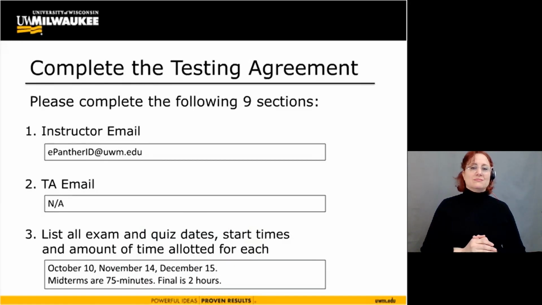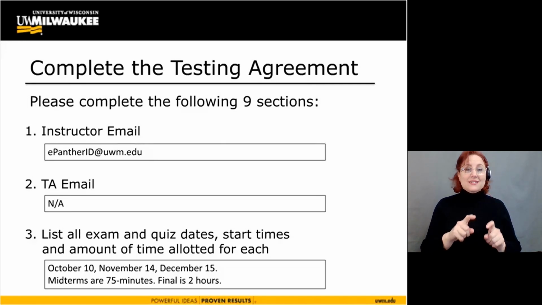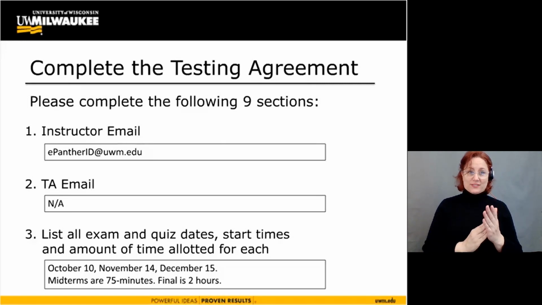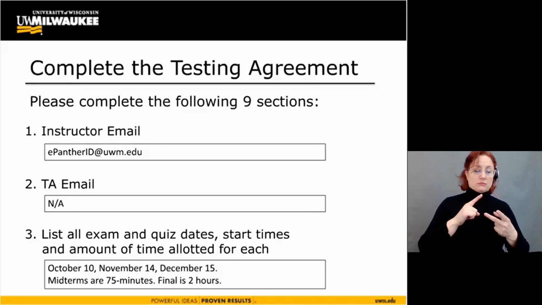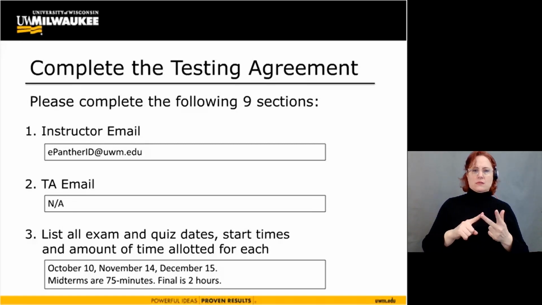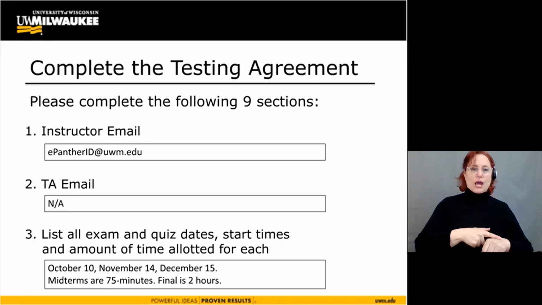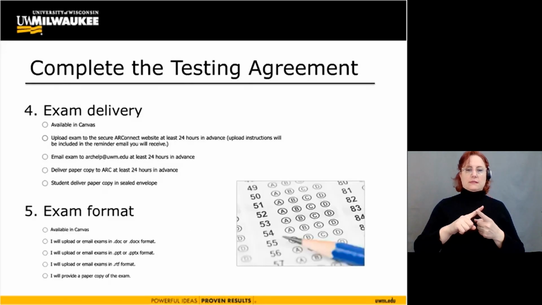Again, for exams and quizzes administered in the ARC Testing Center, completion of the testing agreement is required. There are 9 sections to complete in the testing agreement. 1. The faculty or instructor email address. 2. The teaching assistant email address, if applicable. 3. A list of all exam and quiz dates, start times, and the amount of time the class is allotted for exams and quizzes.